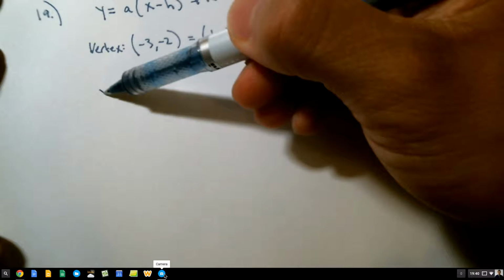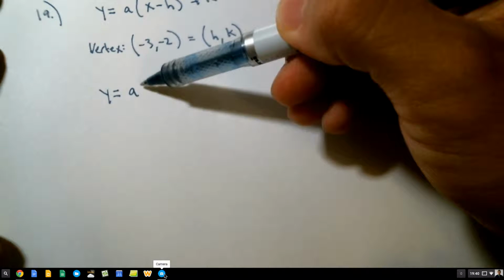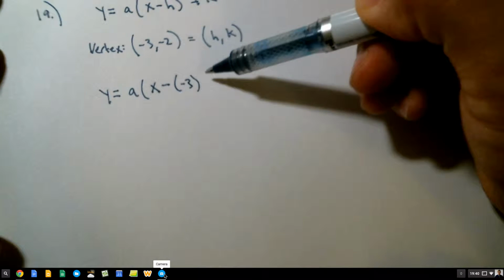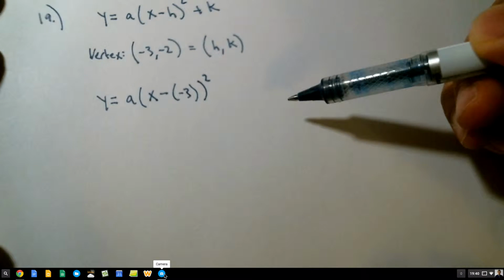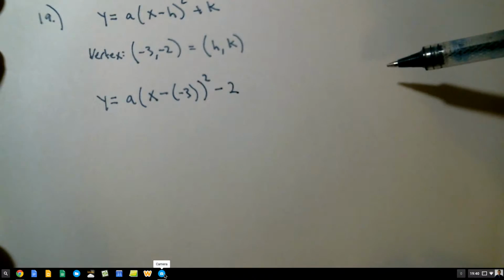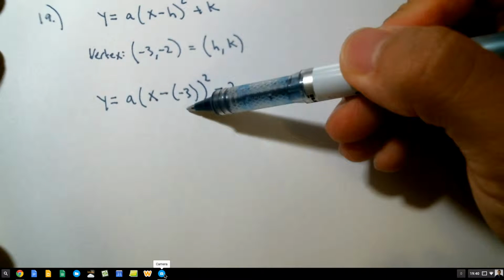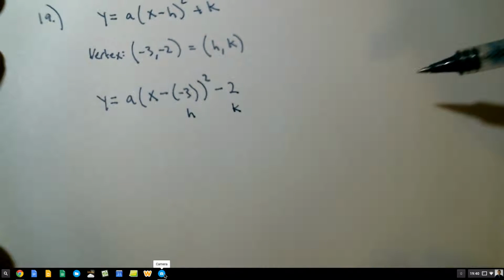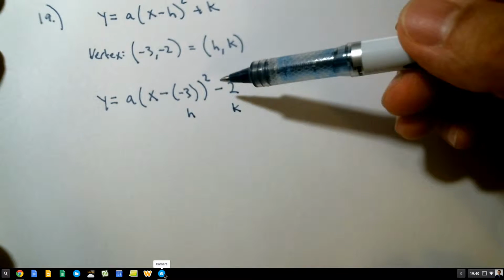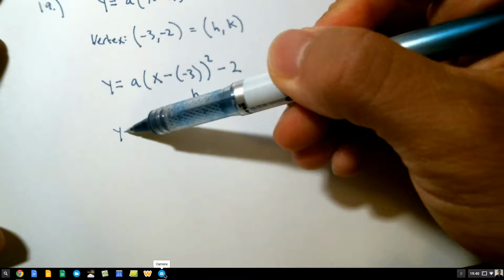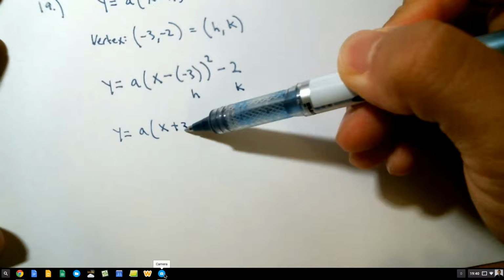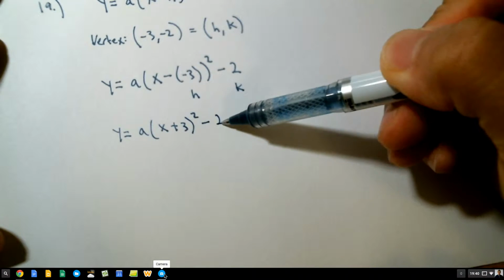So we have y is equal to a(x minus a -3) squared minus 2. So this is our h and this is our k value. Okay, and let's simplify that. So we get y is equal to a(x plus 3) squared minus 2.